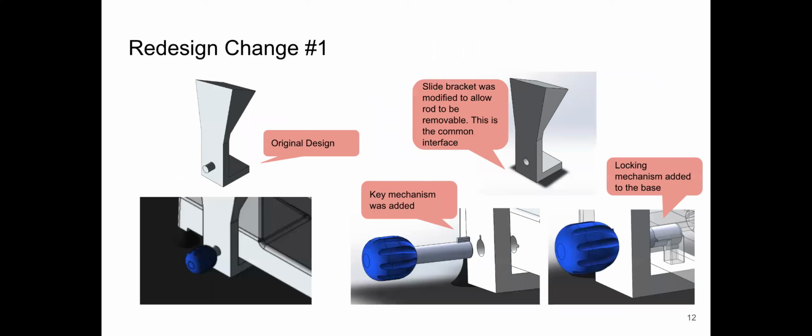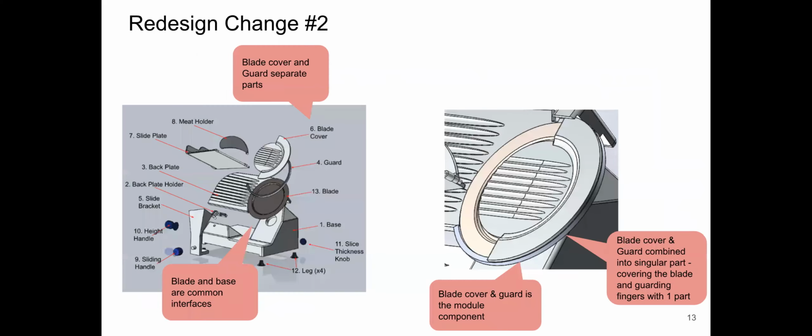Here's our first redesign. On the left, you can see the original design, and on the right, you can see the added locking mechanism to prevent the sliding bracket from sliding when being moved. The common interface is the sliding bracket being modified to allow the rod to be removable. Next slide. Our second redesign from the interim report included combining the blade cover and guard into a single part. We have included callouts to better visualize these changes.